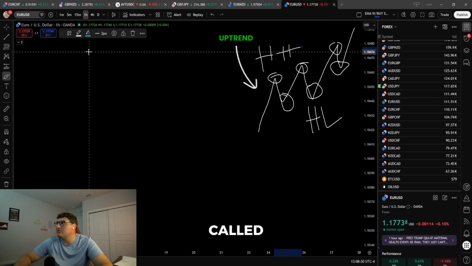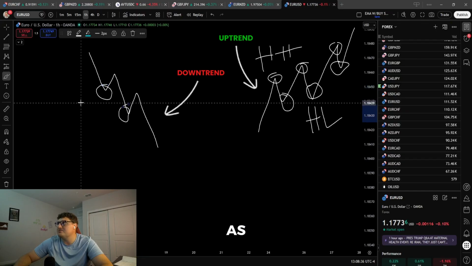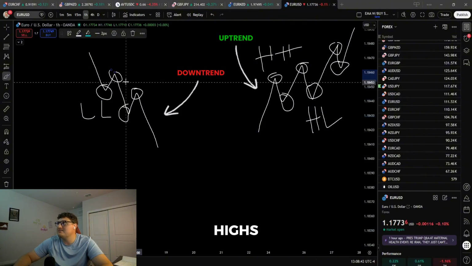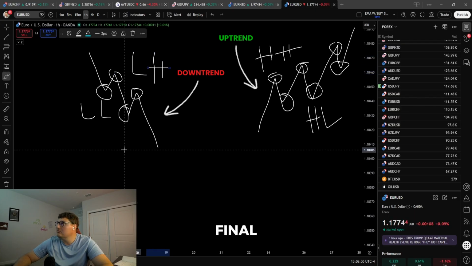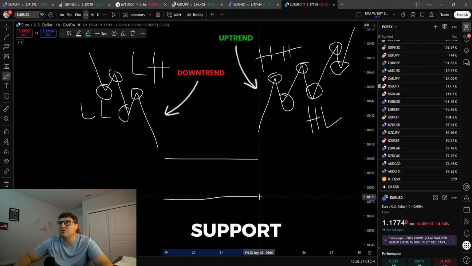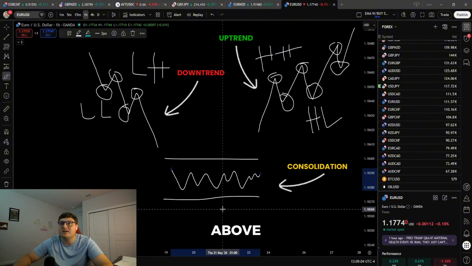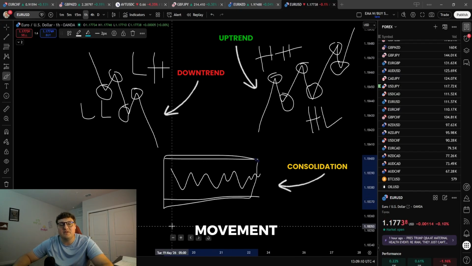Now, conversely, you have what's called a downtrend. A downtrend will look like this, where you have lower lows. As you can see here, each low is now lower than the other, and lower highs, where the highs are now lower than each other coming after. The third and final pattern is consolidation. So you have a resistance and you have a support. In between, the market is just consolidating, moving up and down between zones, not breaking above, not breaking below. Those are the first three types of movement that you need to identify and understand in terms of market structure to move on to identifying break of structure on your charts.